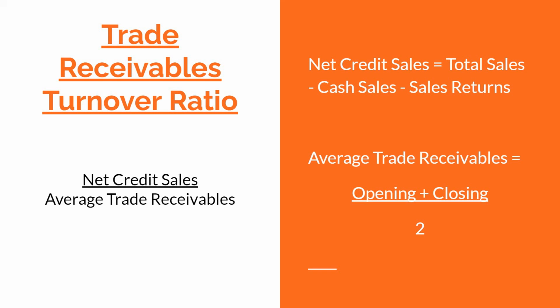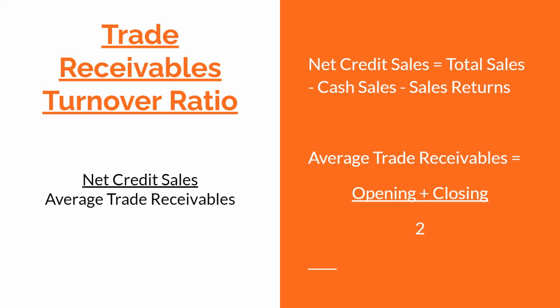Net credit sales are divided by average trade receivables, and similar to the previous ratio, we are taking an average of trade receivables, which is very simple: opening plus closing divided by 2. The formula for net credit sales is total sales minus cash sales minus sales returns. Let's suppose your net credit sales were rupees 6,000 and your average debtors are 2,000. So the ratio would be 6,000 divided by 2,000, which is equal to 3.